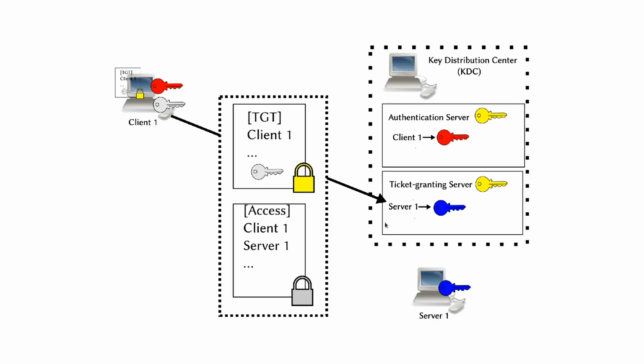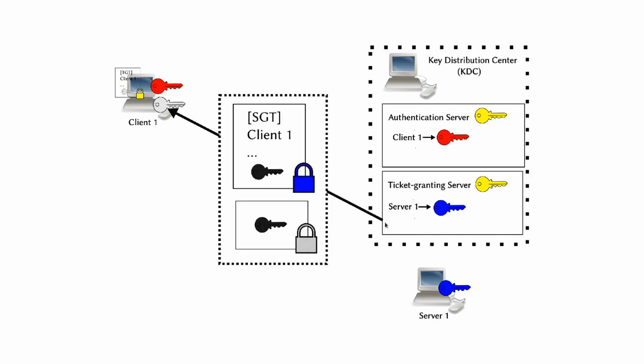It can also check that client 1 should get access to server 1. Once it has validated all these things, it can create a response for client 1. The response contains a service granting ticket, as you can see here, and it is encrypted with server 1's key, the blue key. Inside the service granting ticket is also a newly created session key, the black one that you see here. This session key is also encrypted with the old session key and sent back to client 1, which can of course decrypt the new session key.